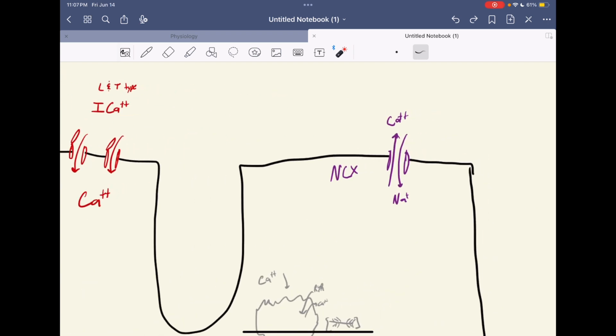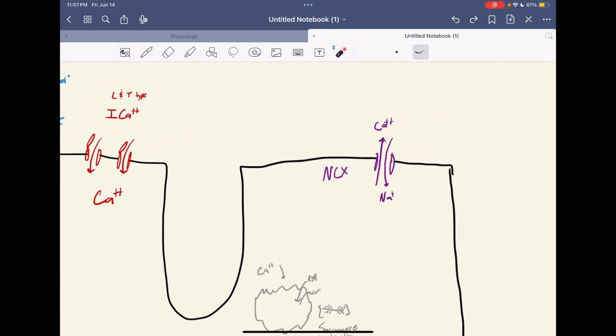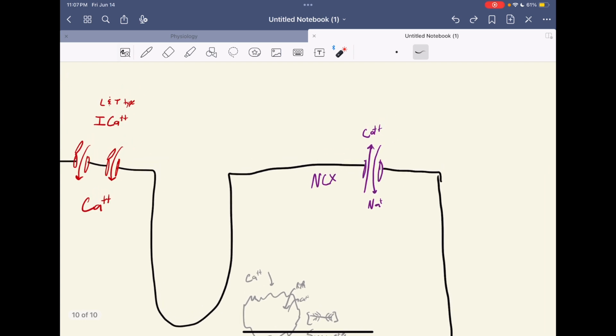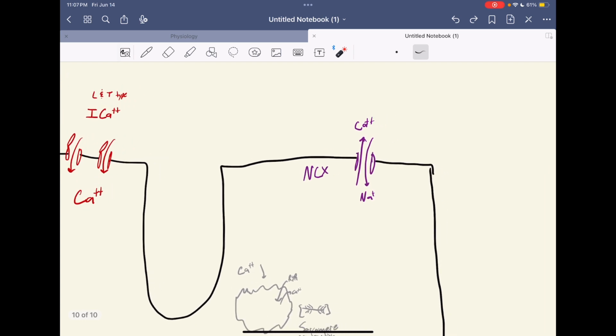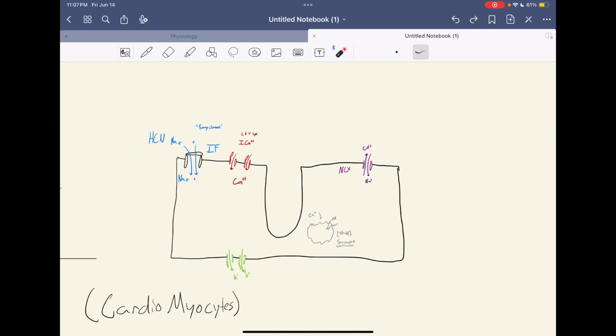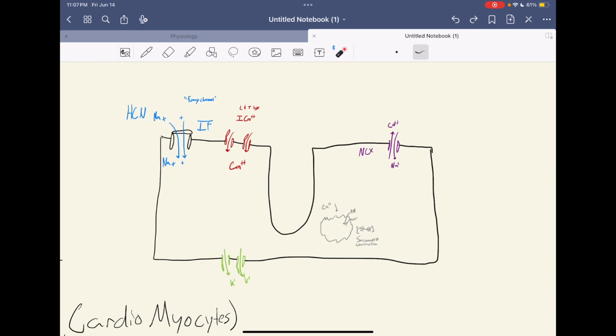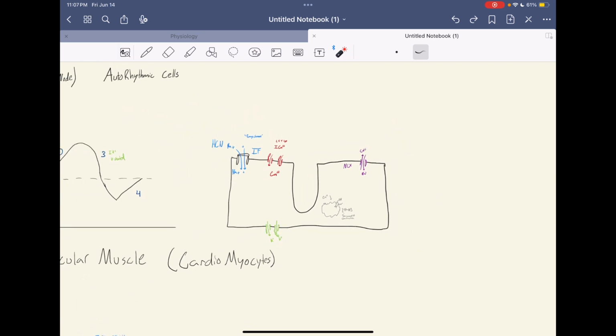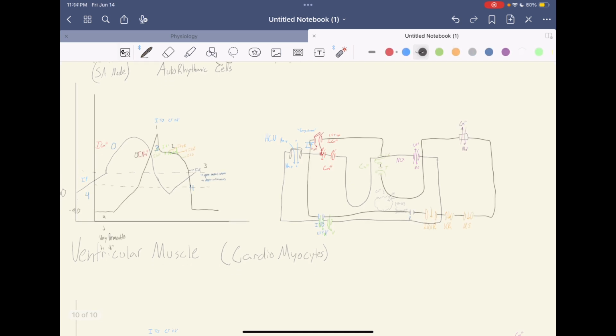We have another small channel over here called the NCX channel, and that is the sodium-calcium exchange channel. And it keeps a solid balance between calcium leaving and sodium entering. It makes sure that the cell has a regular amount within it, otherwise too much could go in at one time. And that is the autorhythmic cell.